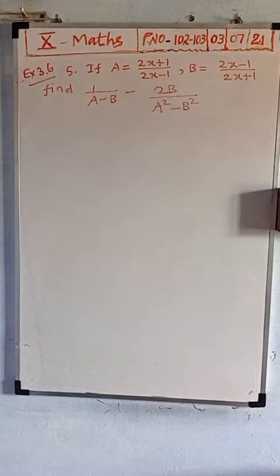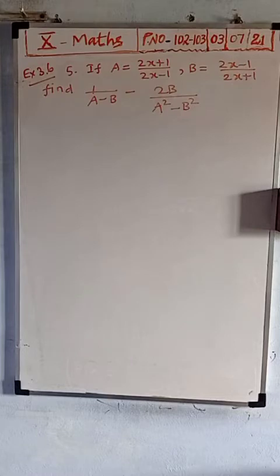See the next problem, the fifth one. It's important, it is a 5 mark question. Okay, here if the a value and b value are given, we want to find the value of 1 divided by a minus b minus 2b divided by a square minus b square. You want to find the value. While seeing the question, you will immediately think: here the a and b values are given, and in the question also a and b are there, so if we substitute the a and b values we will get the answer. Yes, so we can do it by that method also.